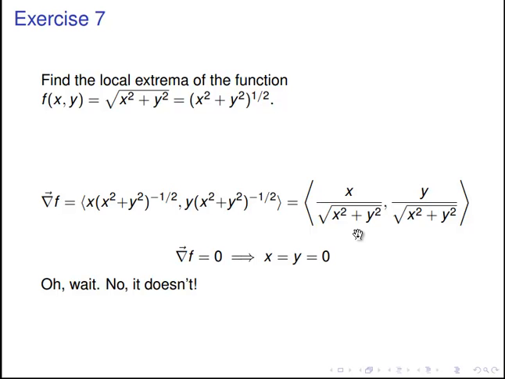But now we remember something. Critical points occur when the gradient is 0, but they also can occur when the gradient is undefined. And that we do have. X equals 0, y equals 0, the gradient is undefined. So the only critical point will be 0, 0. Okay, so now we want to see if it's a local min or a local max.